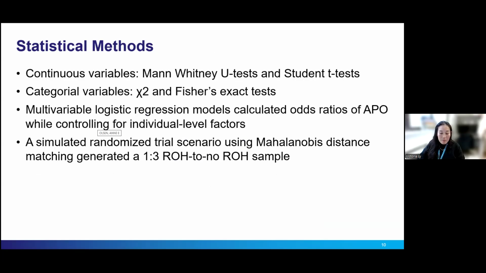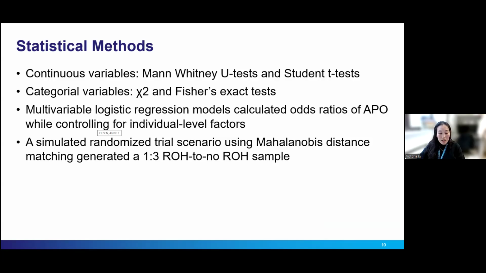Continuous variables were compared between groups using Student's t-tests to assess differences in means and Mann-Whitney U tests to assess differences in medians. Chi-squared and Fisher tests were used to compare proportional differences. Multivariable logistic regression models were used to estimate odds ratios for adverse pregnancy outcomes while controlling for individual level covariates.